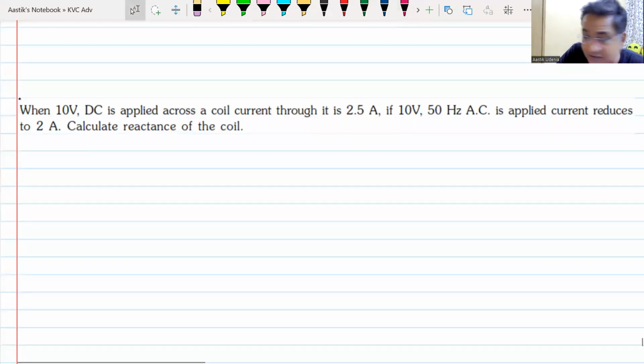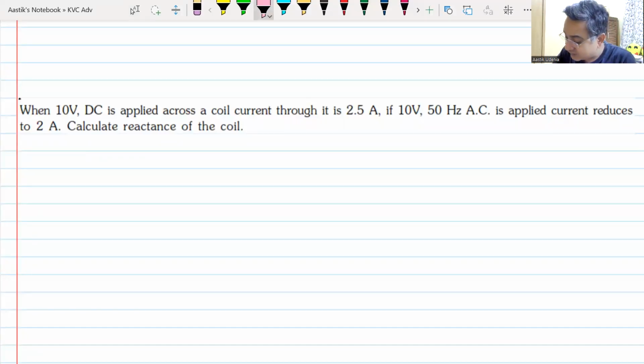That takes me to the next question. When 10 volt DC is applied to a coil, current through the coil is 2.5 amperes. If 10 volt, 50 hertz AC is applied, the current reduces to 2 amps. What is the reactance of the coil? Remember, any coil has a resistance. It's also an inductor. It has an inductive reactance. That is what this gentleman aspires to find out. You have 2 minutes.